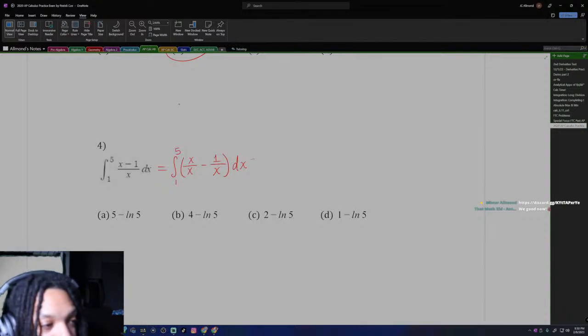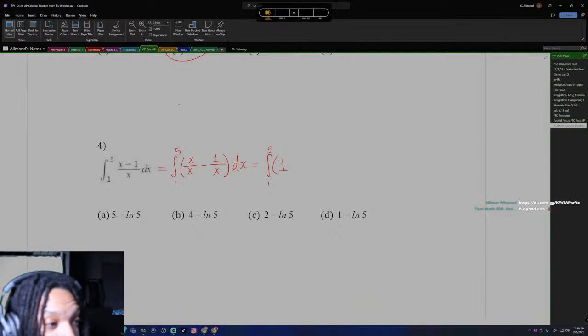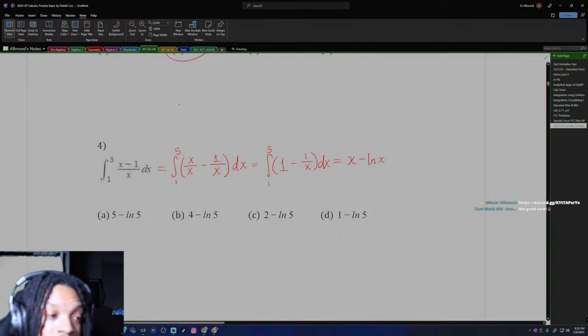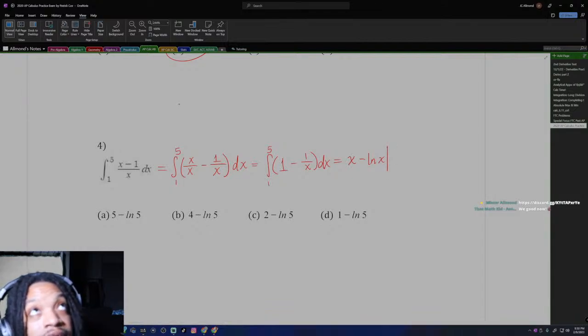I guess I'll be thorough and write it so I don't confuse my viewers, or my potential viewers, I should say. So this is the same thing as saying the integral of 1 minus 1 over x with respect to x. All right, so now I'm just thinking backwards. I know if I take the derivative of x, I get 1. Minus, now again, thinking backwards, I know if I take the derivative of the natural log of x, then I'll get 1 over x. So this x minus ln of x, you can think of that as my capital F of x, and then we're going to evaluate it at 5 and then subtract it from evaluated at 1.